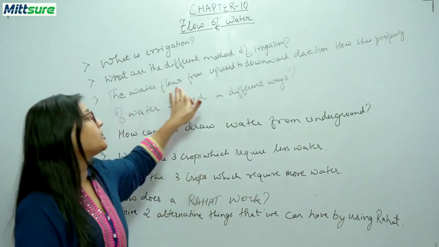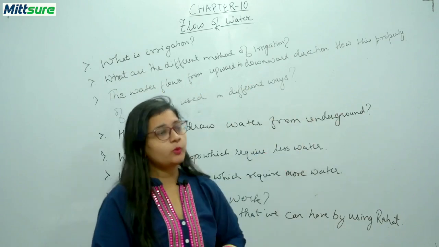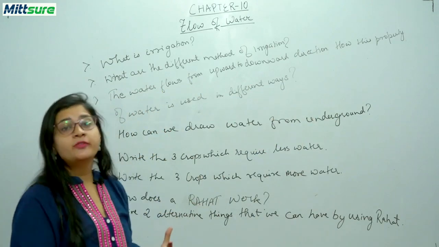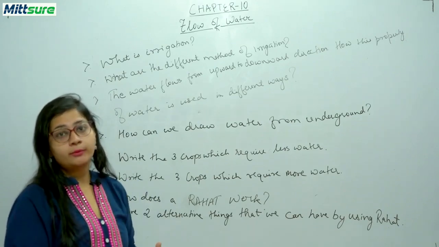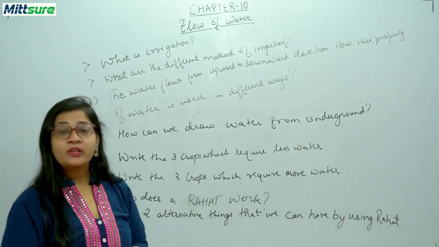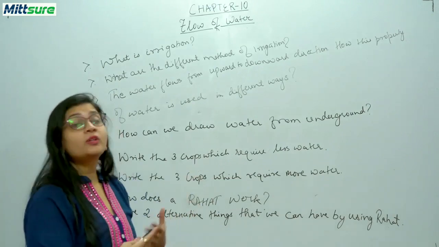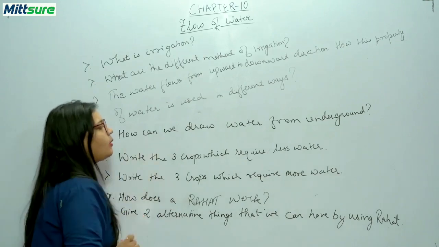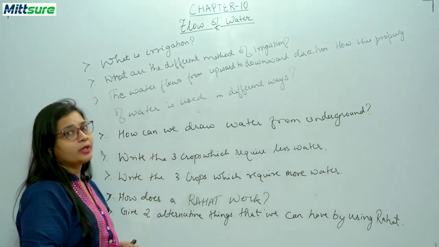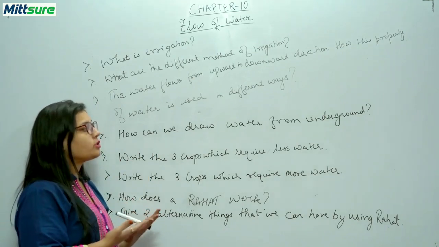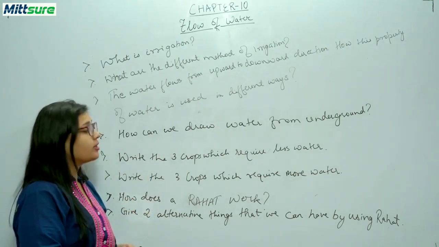Now the next question is, the water flows from upward to downward direction. इस property को use करके हम क्या क्या different ways में इस property को use करते हैं, water की इस property को, in irrigation also and many ways. It is also used for cleaning also. Okay. Now next question is, how can we draw water from underground? By use of machines and drilling, we can use the water which is present underground.